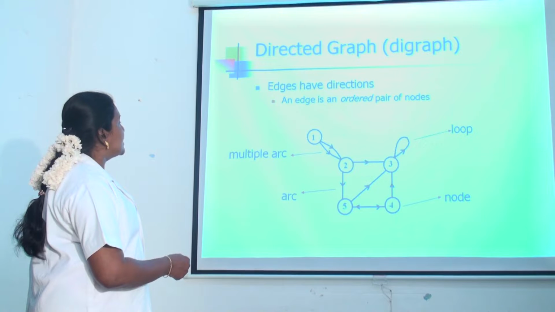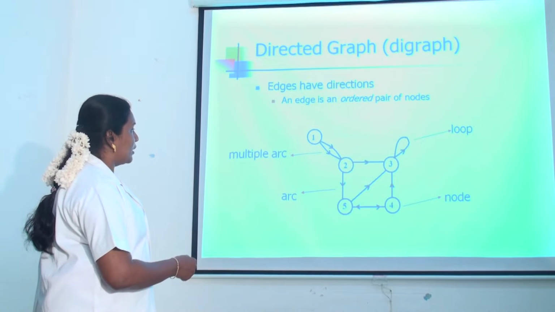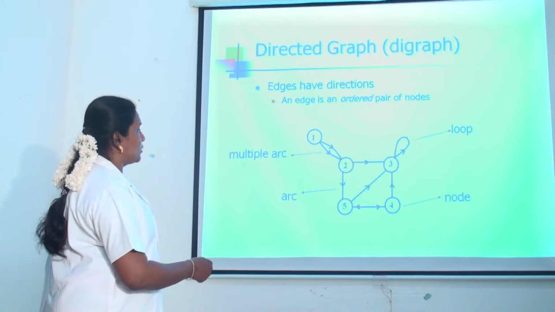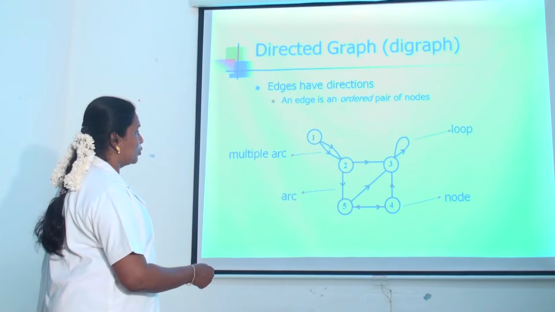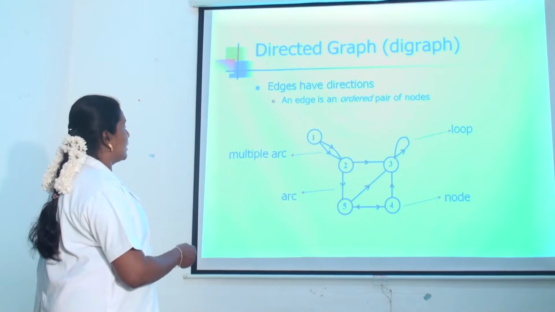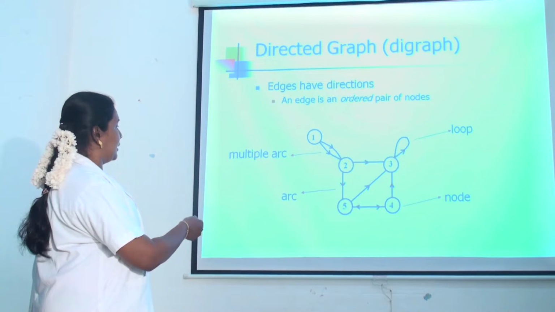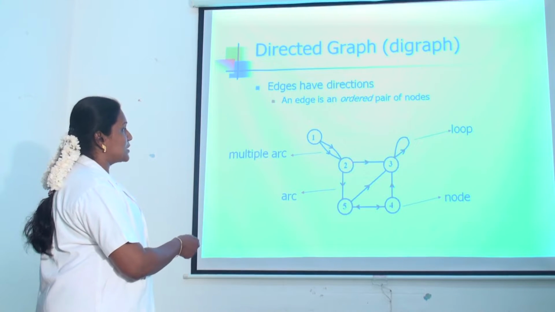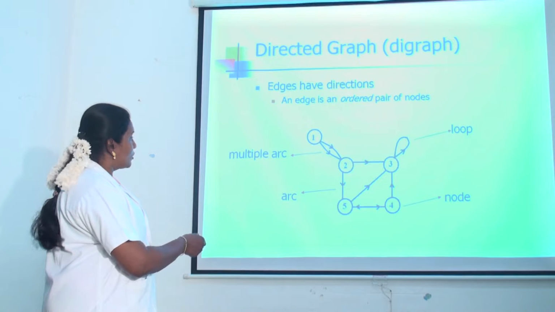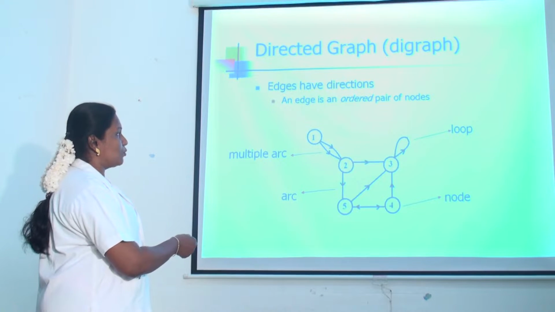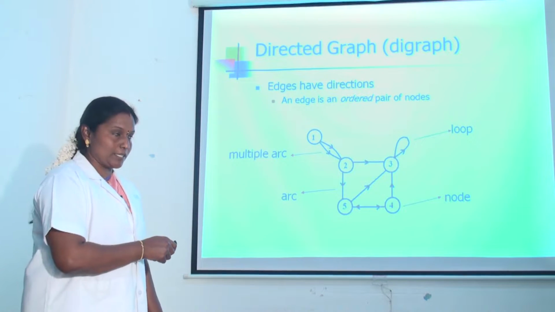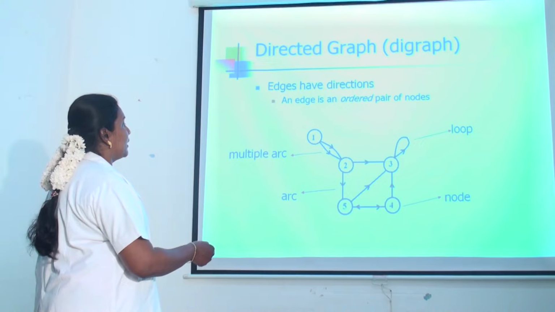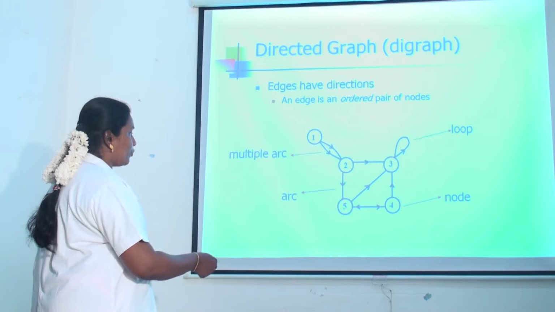Okay, here the direction is from 1 to 2. In 1 to 2 we have multiple lines: two multiple lines are there, 1 to 2 and again 1 to 2. These are multiple edges. Okay, here 2 to 3 we have only one edge, and then 2 to 5 also only one edge.